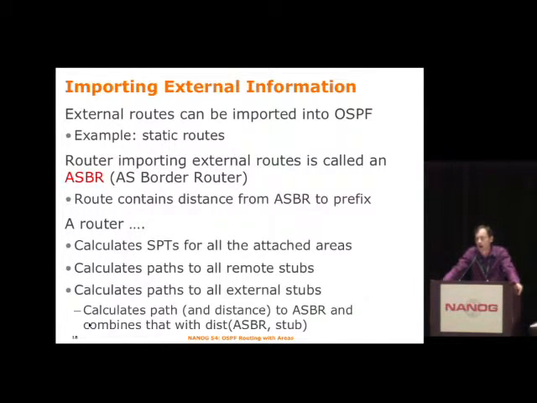to. And when a router is looking for paths, it first looks to see if it has an intra-area path. Then it looks for an inter-area path within the domain. And then it looks to see if it has a path to an external stub. And once again, it's looking at the distance to the ASBR plus the distance that the ASBR advertised.